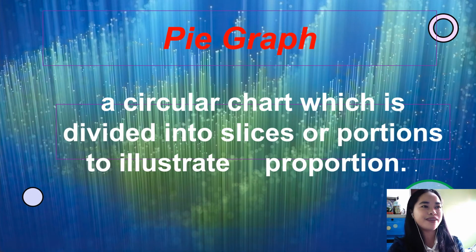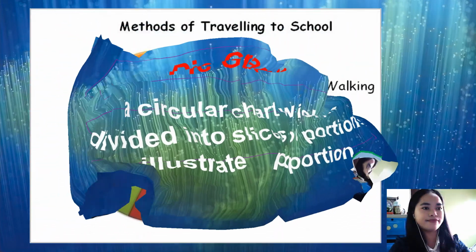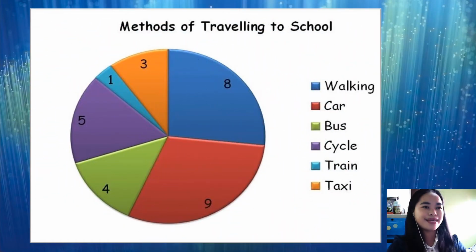Now we have here the pie graph. As the name suggests, it's a circular chart which is divided into slices or portions to illustrate proportion. So it looks like a pie and it is divided into portions or slices. Then it illustrates proportion or meaning. So let's try to see the example that follows. Okay, so let's take a look at the following example.